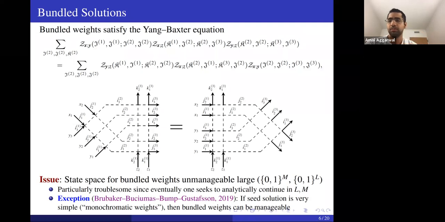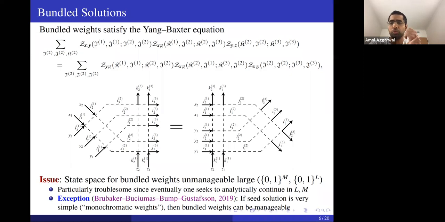If you want to know what the Yang-Baxter equation looks like in terms of our matrix elements, here is the formula. It's fairly close to the one I had before. The Z, X, Y of I1 here, J1 over here, then I have I2 over here and J2 over here, and then I have the Z of X, Z of K, J, K, J, and then you keep going. So this gives me a solution to the Yang-Baxter equation coming from these bundled weights.